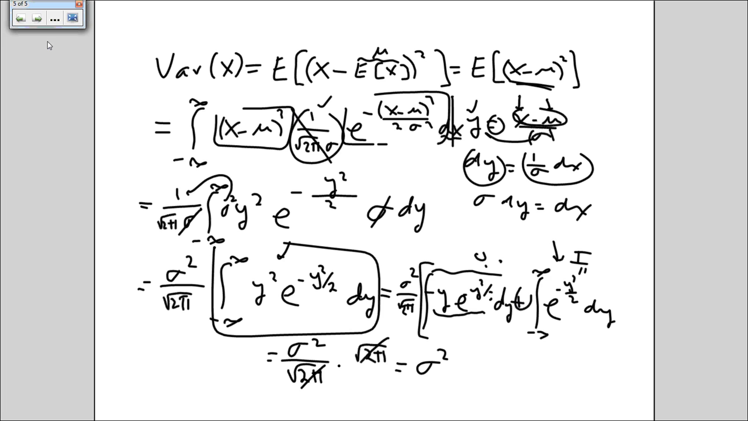So we get sigma squared. The variance of the random variable in a normal distribution is sigma squared. That's the variance. What a surprise that the variance had to do with sigma. The variance is sigma squared. The standard deviation is sigma. And that ends this section on normal random variables.